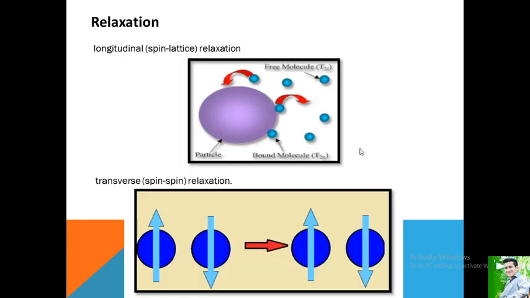Here we are going to discuss the longitudinal relaxation. In longitudinal relaxation, energy is transferred to the molecular framework, the lattice, and is lost as vibrational or translational energy. The half-life for this process is called the spin-lattice relaxation time, that is T1.